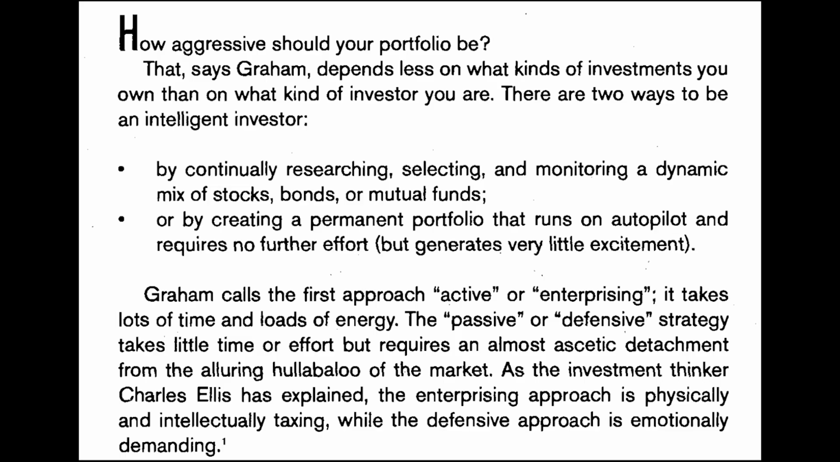But now let's move on to the next page, which is page 101, which also now is getting us into the commentary by Jason where he writes, "How aggressive should your portfolio be? That," says Graham, "depends less on what kind of investments you own than on what kind of investor you are. There are two ways to be an intelligent investor: by continually researching, selecting, and monitoring a dynamic mix of stocks, bonds, and mutual funds, or by creating a permanent portfolio that runs on autopilot and requires no further effort but generates very little excitement." Graham calls the first approach active or enterprising.